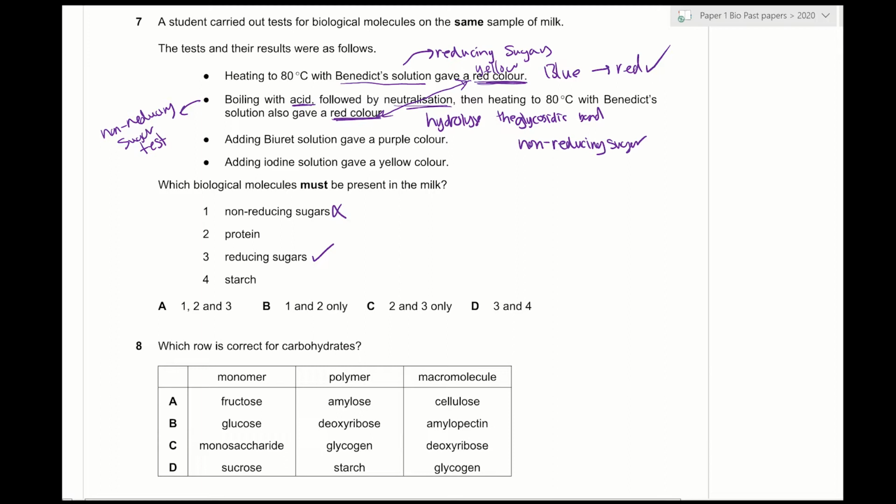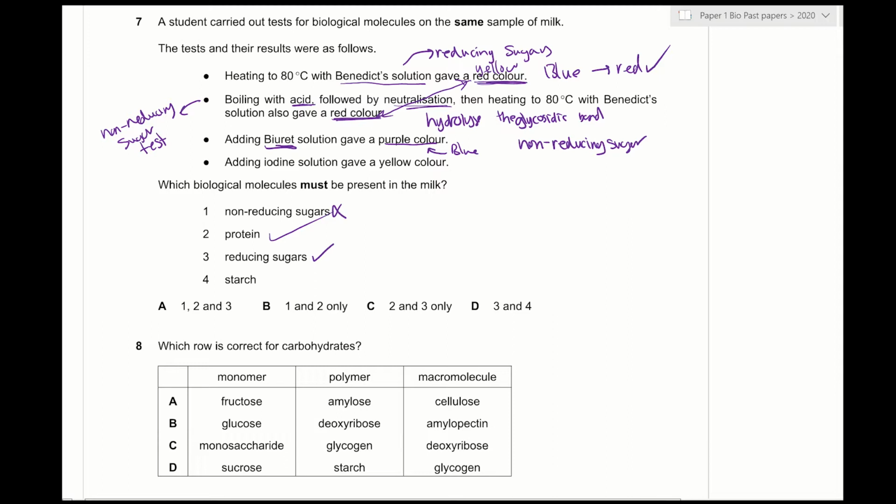The third point, adding Biuret's solution gave a purple color. Now, Biuret's solution tests for the presence of proteins, and a purple color, so a color change from blue to purple, is a positive result for proteins, so protein is present.